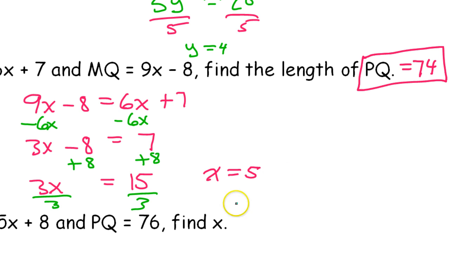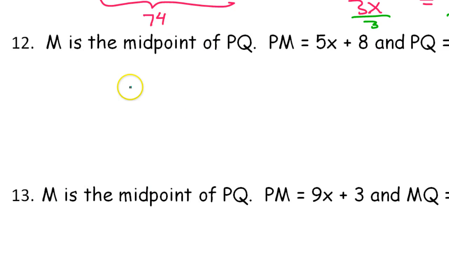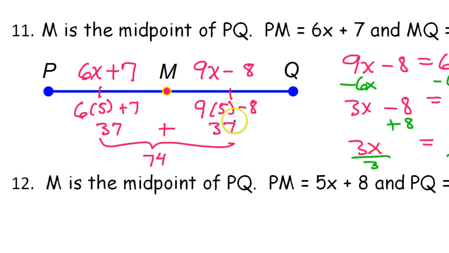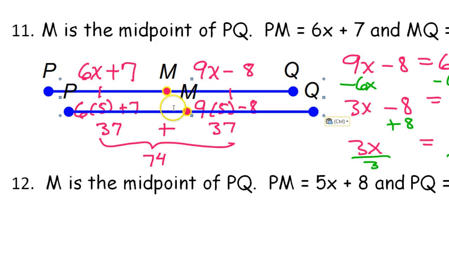Okay, that's how you do that. Number 12, M is the midpoint of PQ. How convenient. I can just cut and paste from the previous problem.